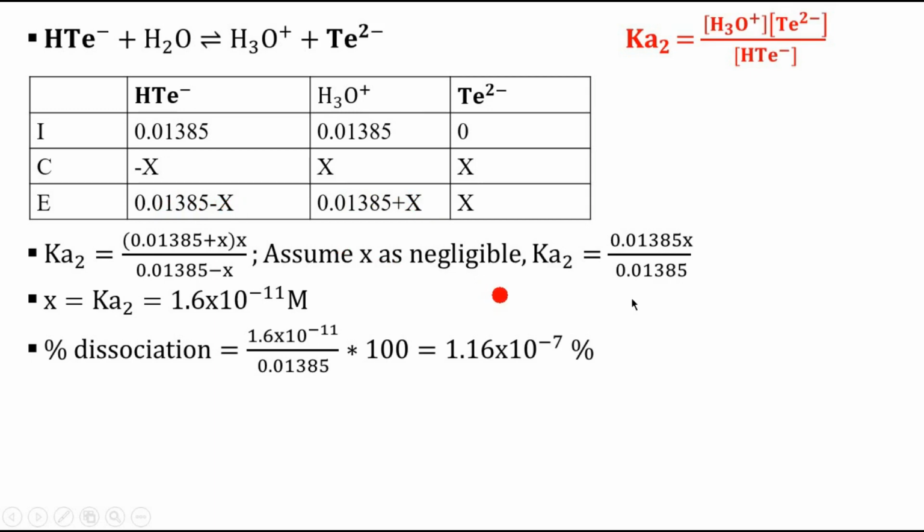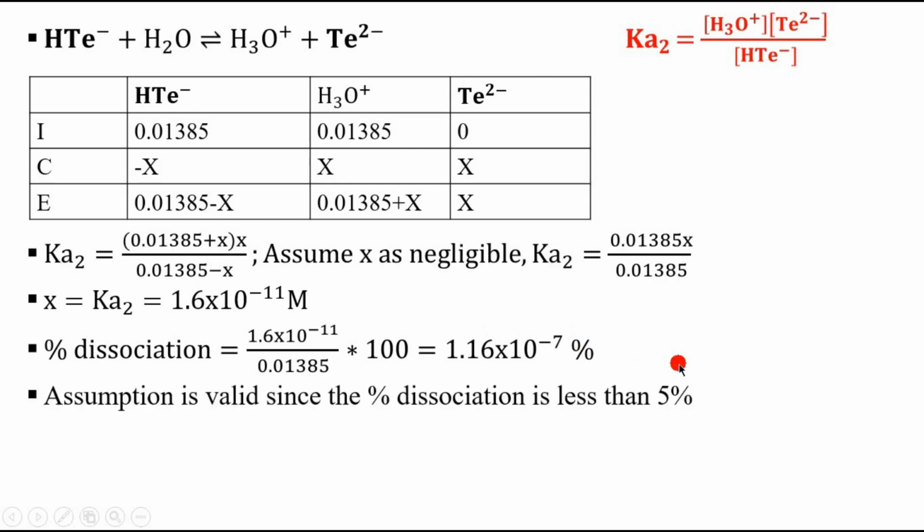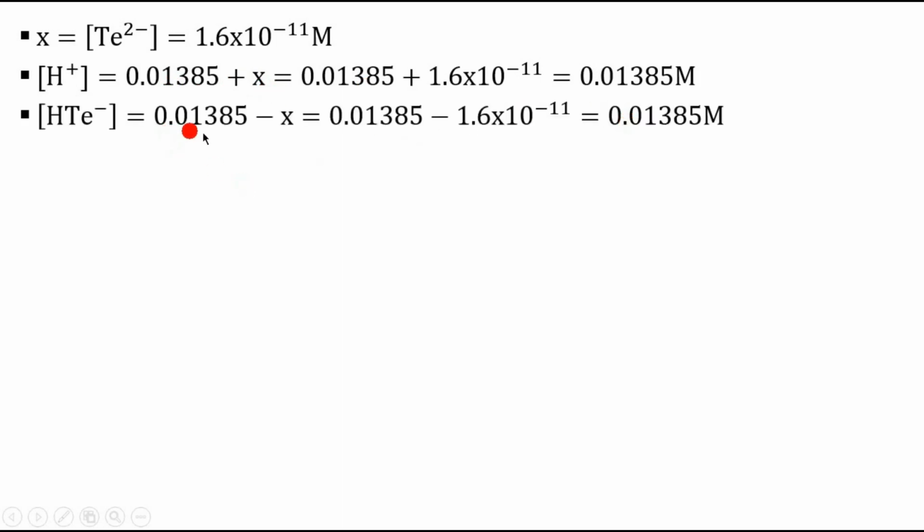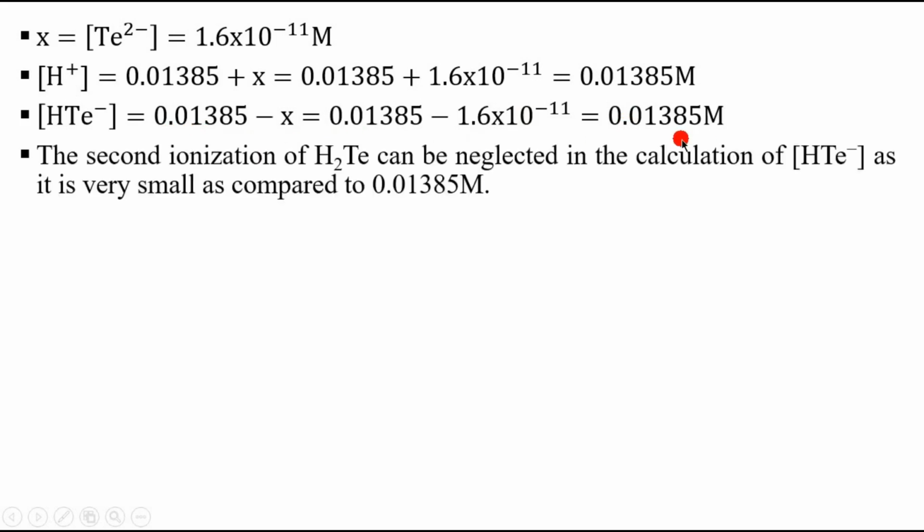So we can calculate the percent dissociation. Here the percent dissociation is less than 5%. That means the assumption is valid. So we have the X, then if you take this concentration plus this X, you can see nothing is changing. Here also, you take this concentration minus X, and nothing is changing. So we can say that the second ionization is negligible, because it is very small as compared to this value.